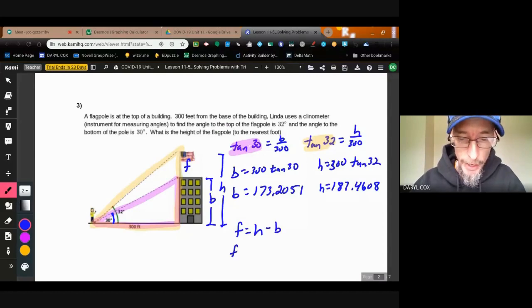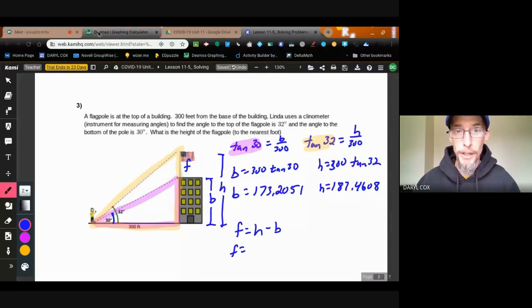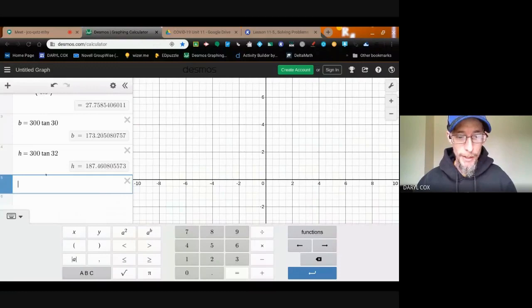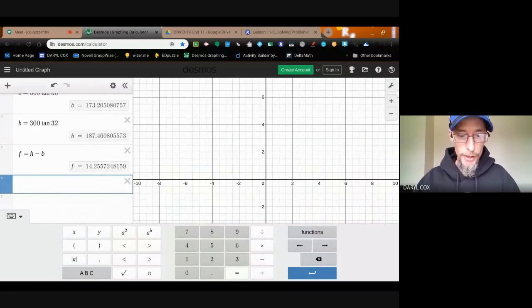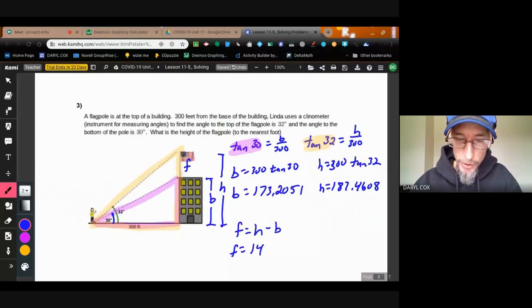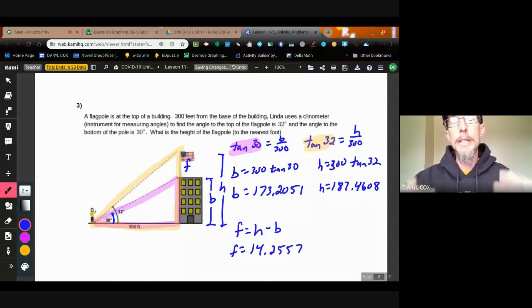So now to get my flagpole height, watch this. This is where this calculator really works well. I can go to my calculator. I can say the height of the flagpole equals the height of the whole thing minus the height of the building, because I've defined H and B to be that. Enter. There we go. 14.2557. The reason I want to do that is I like using the entire number.